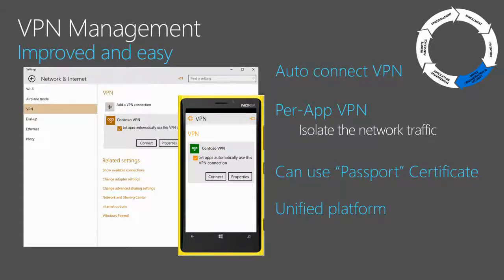So if you have third-party VPN plugins that require a virtual smart card for authentication, and that happens quite a lot, then if you have Passport deployed, you don't have to deploy additional certificates. You can just reuse those same Passport credentials.